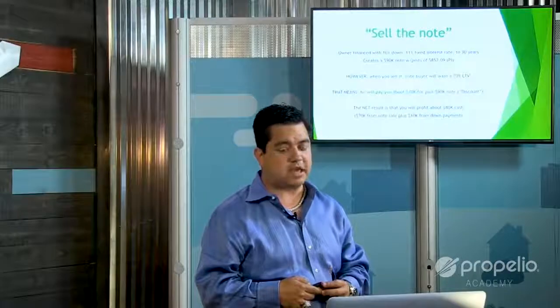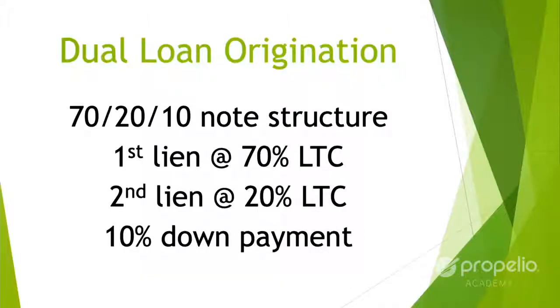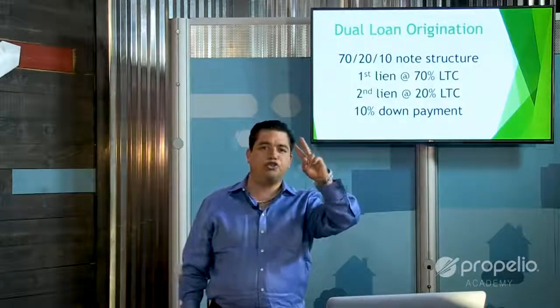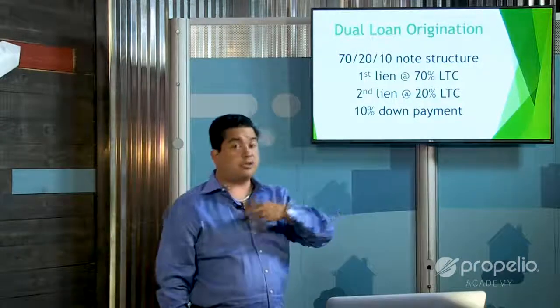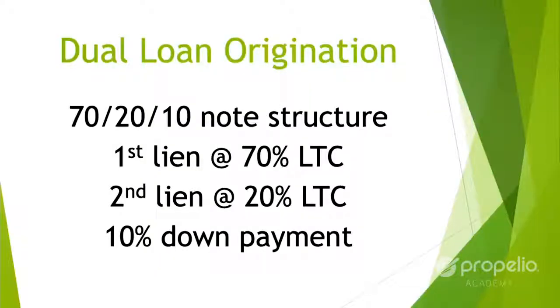Because we're advanced investors, we're beyond transactional income. Well, a little something that I call dual loan origination. Dual loan origination is essentially when you build two notes. Now, the structure that I prefer is the 70-20-10 note structure.